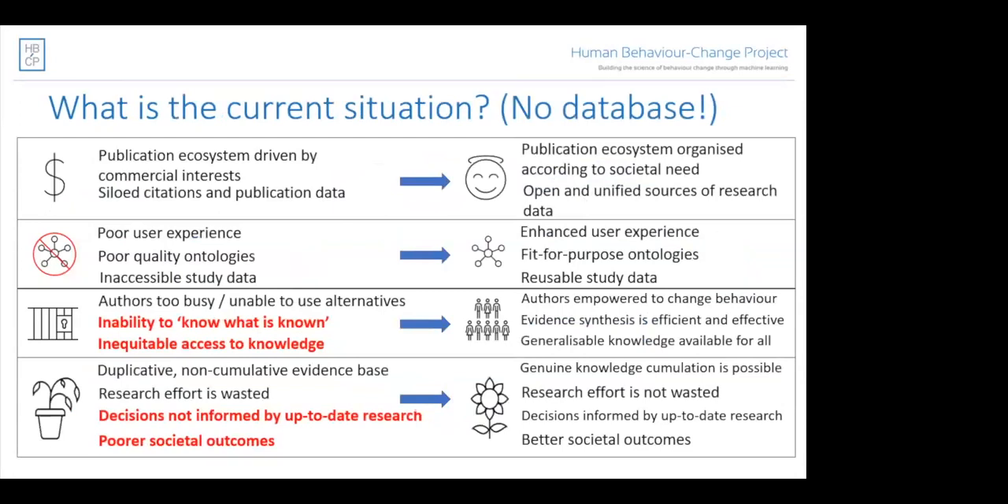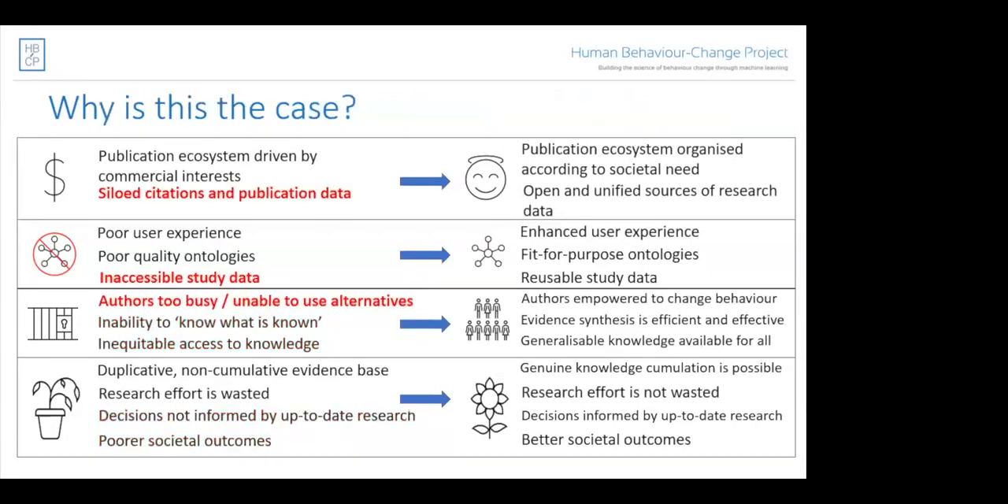The current situation, as you might have guessed, is that we don't actually have a database at all. This means that we're unable to know what is already known from research because we can't find research efficiently. This is inequitable. It means that decisions are not informed by up-to-date research, and we have poor societal outcomes as a result. Why is it the case?